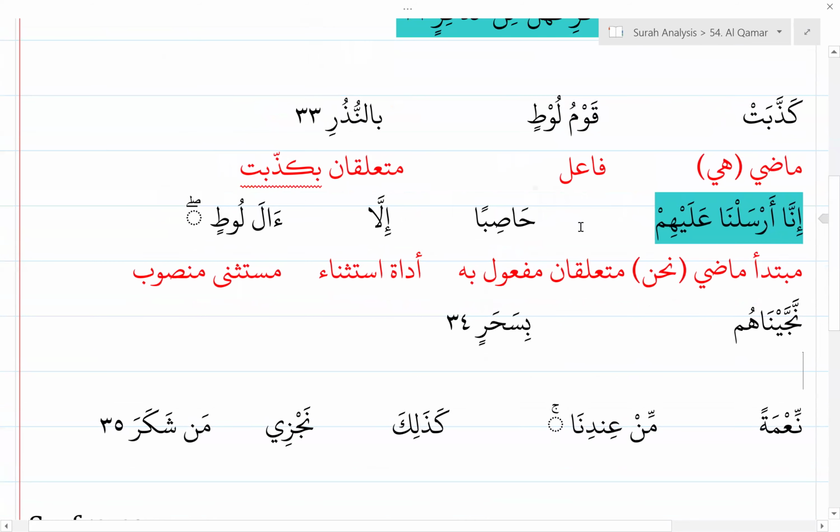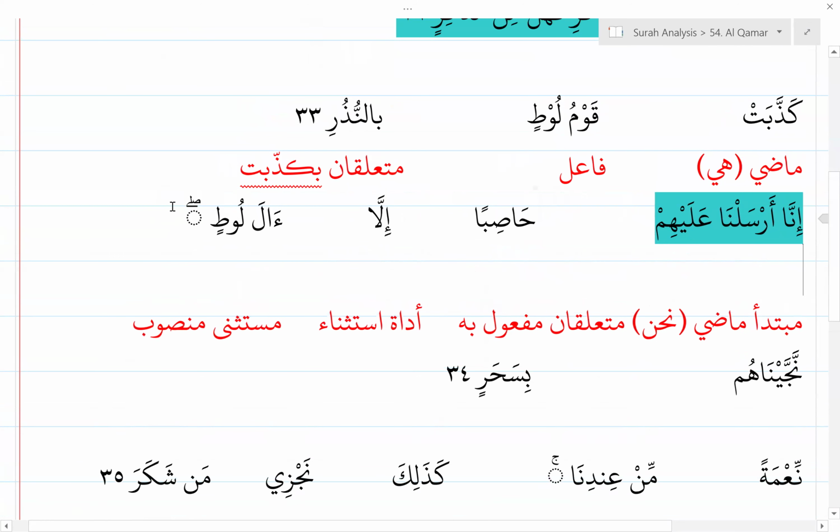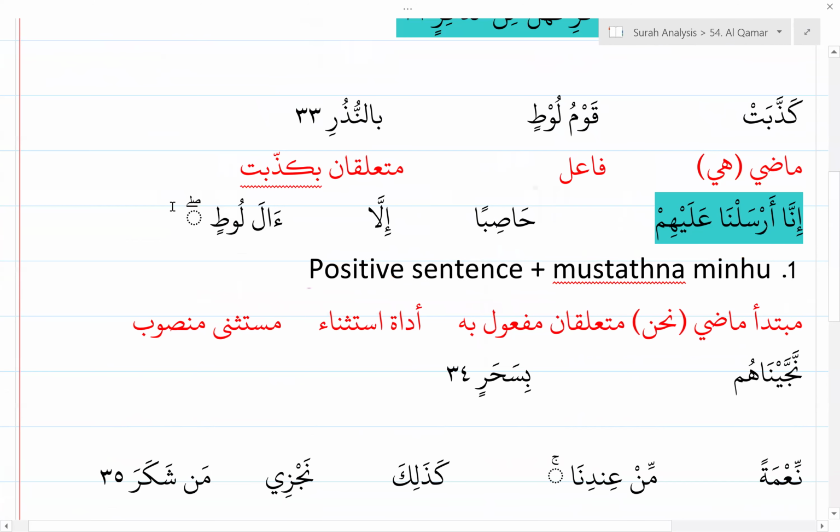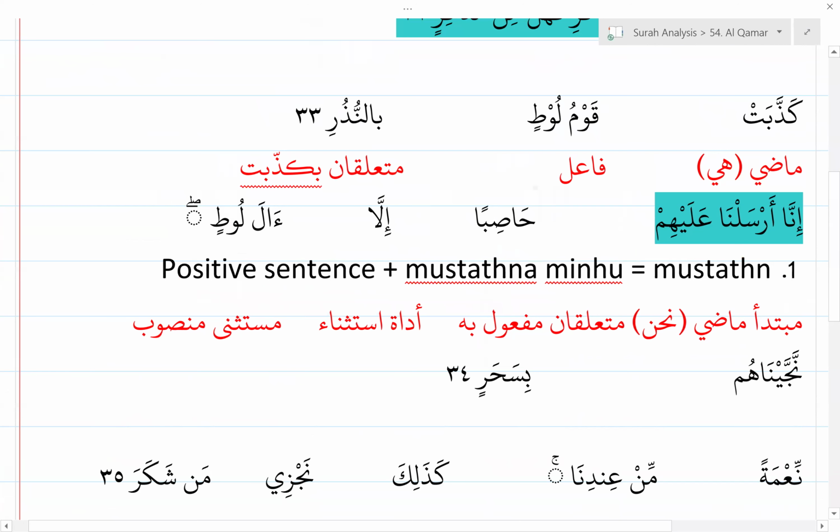Okay, what if it was a negative sentence? What would it be then? Okay. So let's do the complete revision. So we're saying number one, write it in English. Number one, we have positive sentence plus mustathna minhu. That's condition number one. If this is the case, then what do you have? You have whatever comes after illa is going to be the mustathna.